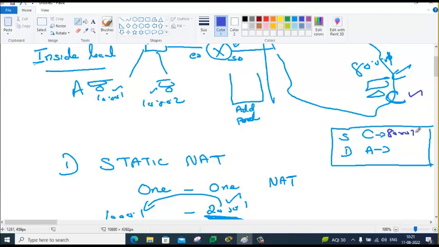What will be the destination address? C is talking to A. What will be the destination address? Correct. 20.0.0.1. How does C know 10? C will never know about 10, because the router is translating to 20.